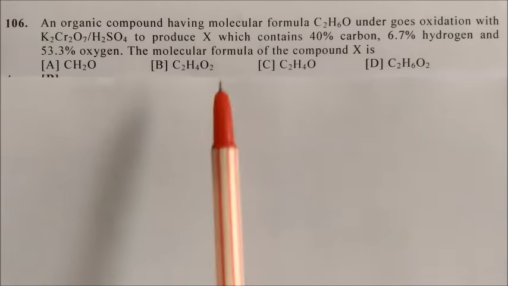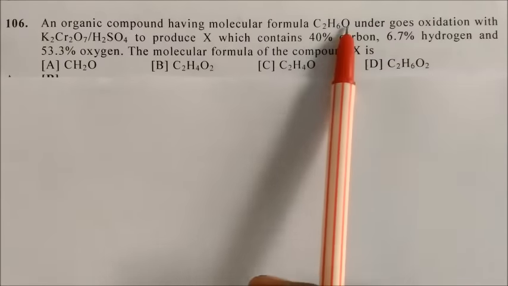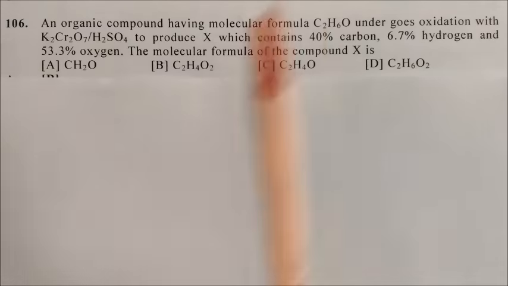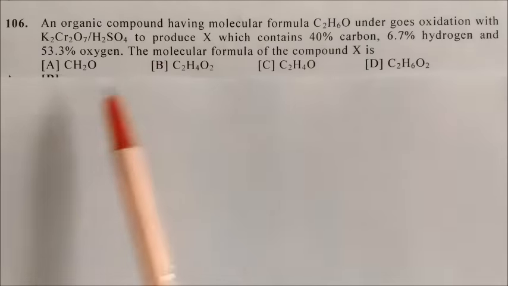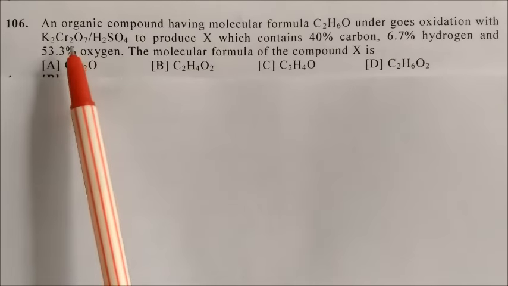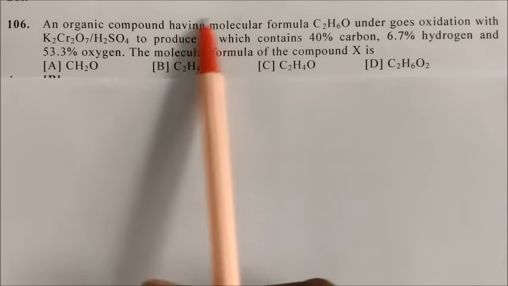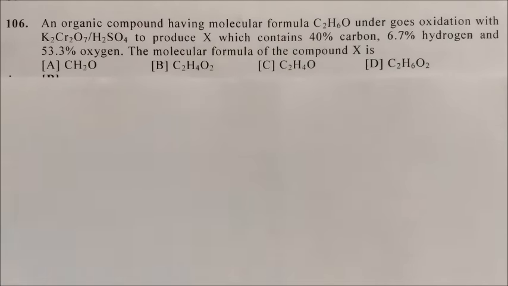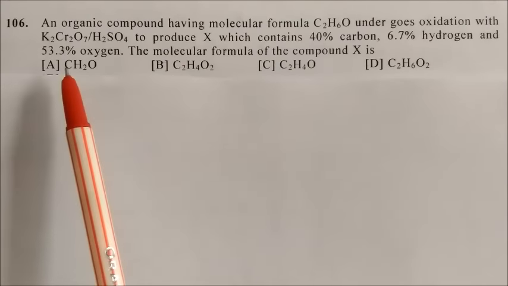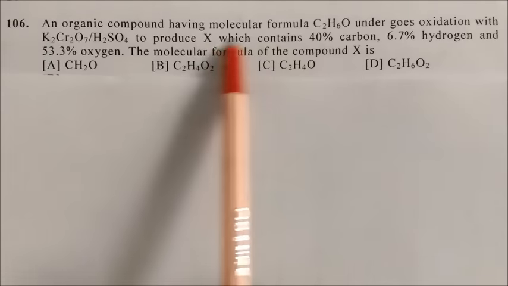An organic compound having the molecular formula C2H6O. So this is the formula of alcohol, and it undergoes oxidation with K2Cr2O7, potassium dichromate, in acidic medium to produce X, which contains this compound. X contains carbon 40%, hydrogen 6.7% and oxygen 53.3%. So what is the molecular formula of the X?